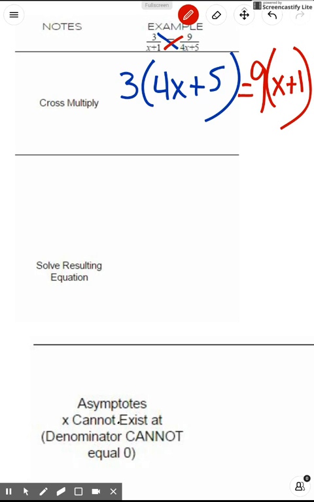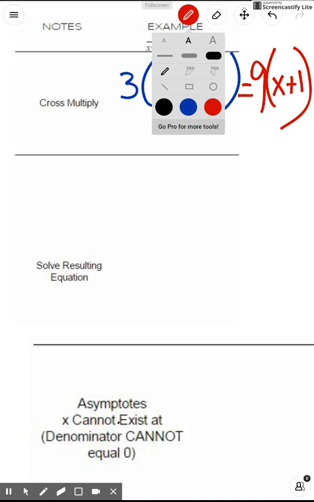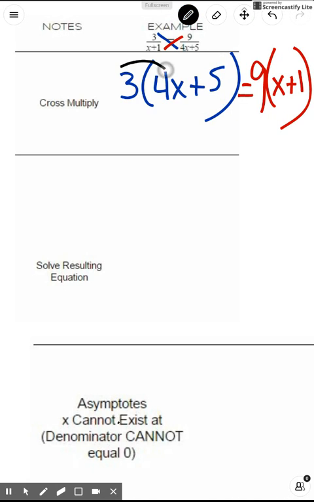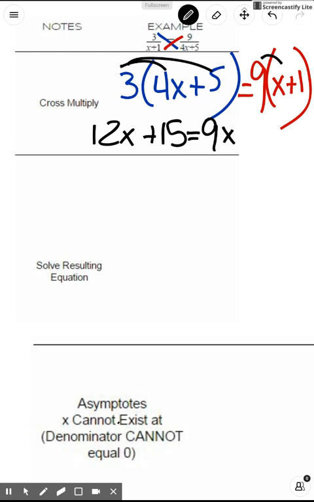Now we're going to solve this equation. To solve it, the first thing we should do is distribute. So I'm going to distribute this. 3 times 4x gives me 12x. 3 times 5 gives me 15. 9 times x gives me 9x. And 9 times 1 gives me 9.